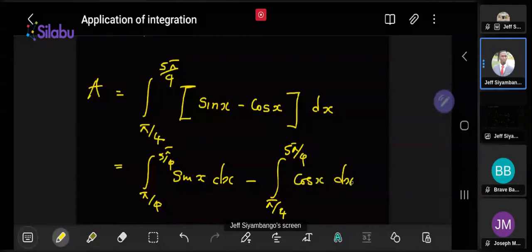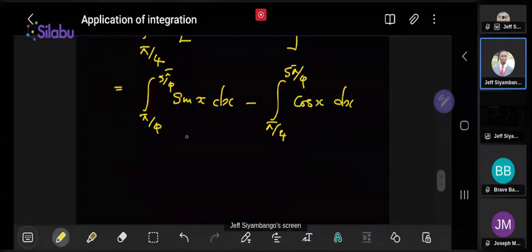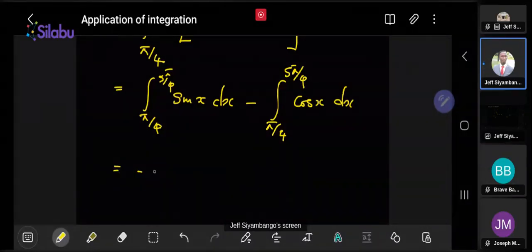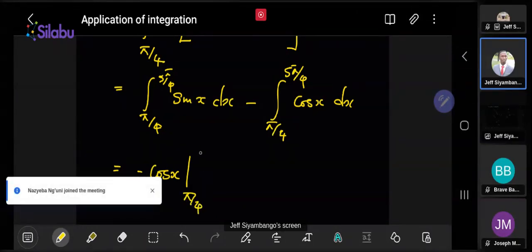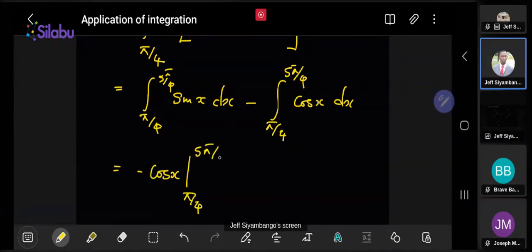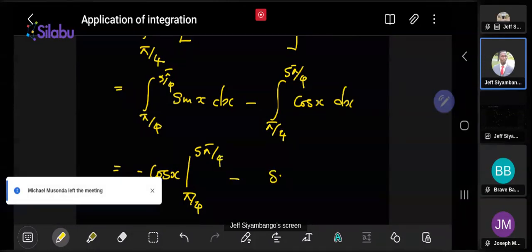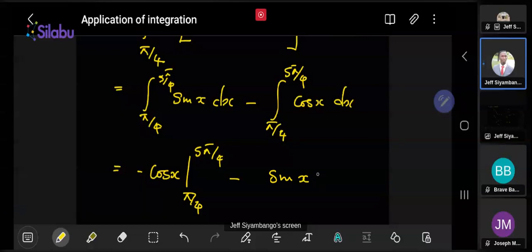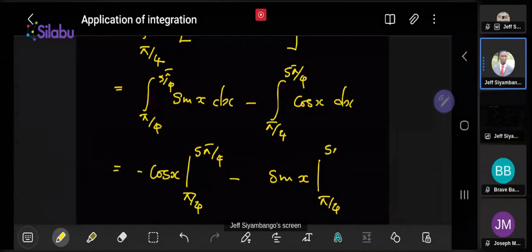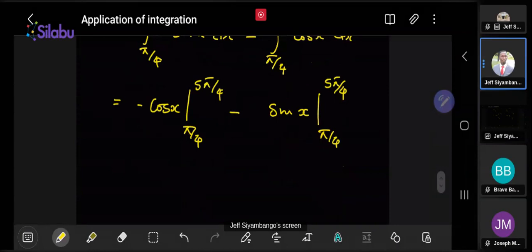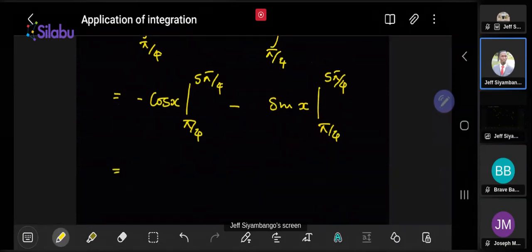So the integral of sine, we know it's negative cos. So here we get minus cos x, from pi over 4 to 5 pi over 4, then minus the integral of cos, that is sine. And then this again from pi over 4 to 5 pi over 4. Okay, so we just simplify this. So you bring in the limits.